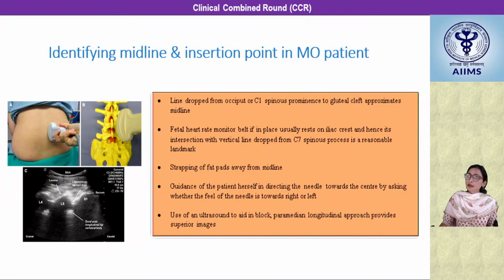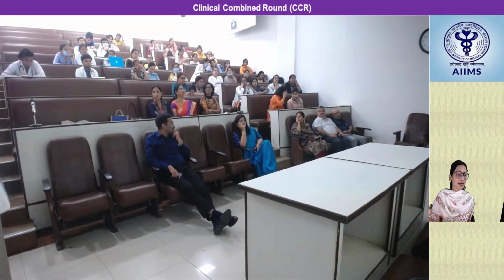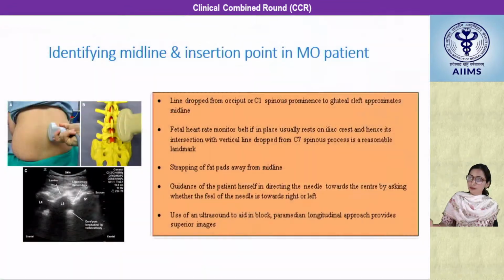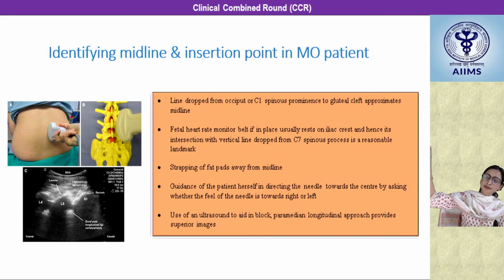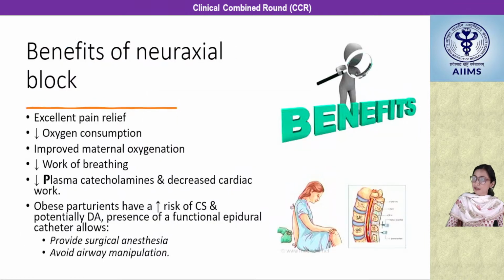Regarding the regional anesthesia in this patient, the main challenge was locating the midline and the insertion point. In this case, I found the insertion point by dropping a line from the occiput or C1 spinous process to the gluteal cleft, and a horizontal line at the level of the iliac crest. At that point I went in and could locate the space. Obviously, ultrasound is also coming up in a big way with anesthetists, and that will help in such cases.